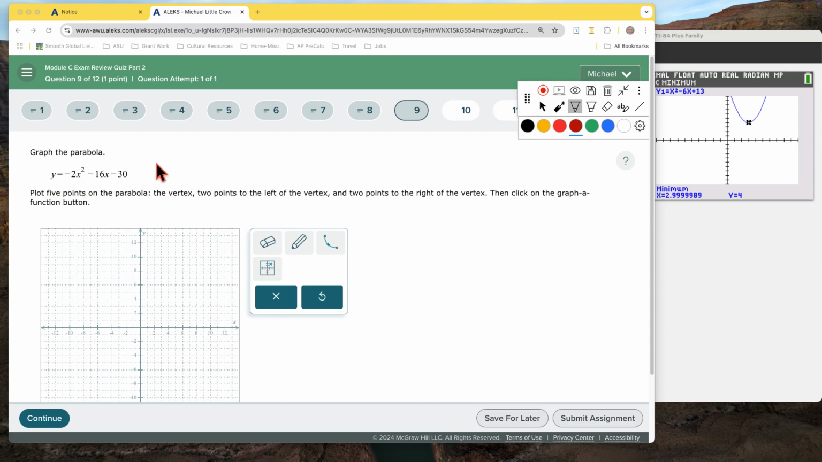We're asked to graph this parabola. So this is the equation we're given. We're told to plot 5 points on the parabola: the vertex, 2 points to the left, and 2 points to the right. Then click the graph to do it.